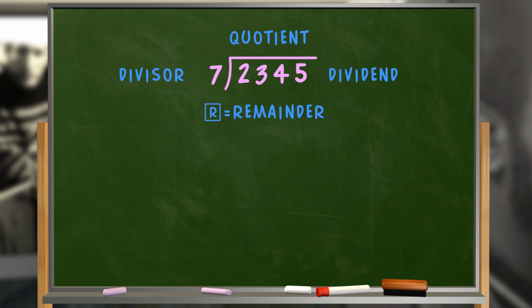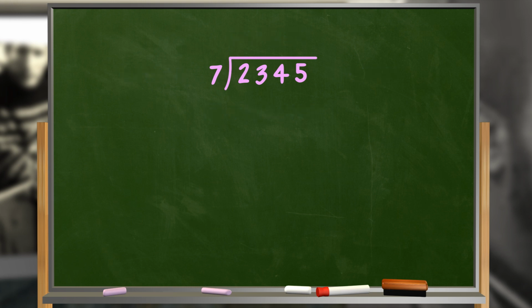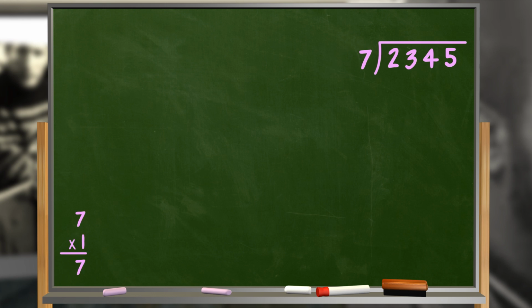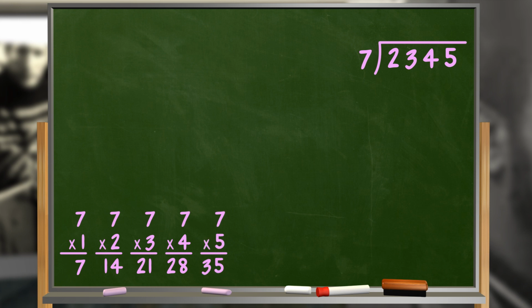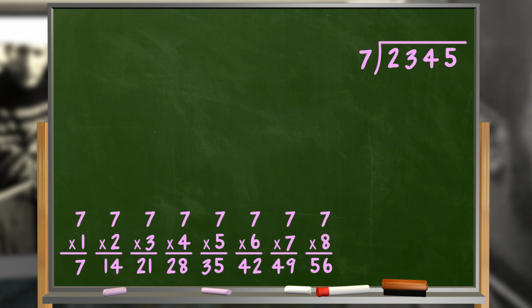Now, what I would like for you to do is draw out all your facts for 7. 7 times 1 is 7. 7 times 2 is 14. 7 times 3 is 21. 7 times 4 is 28. 7 times 5 is 35. 7 times 6 is 42. 7 times 7 is 49. 7 times 8 is 56. And 7 times 9 is 63. Now make sure you write these vertically and you space them out. Keep everything extra crispy.